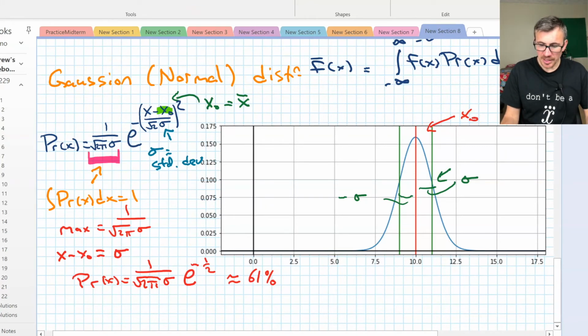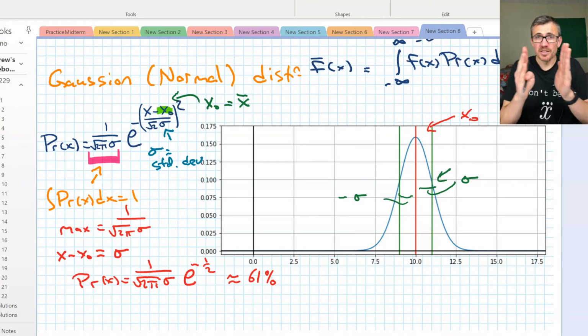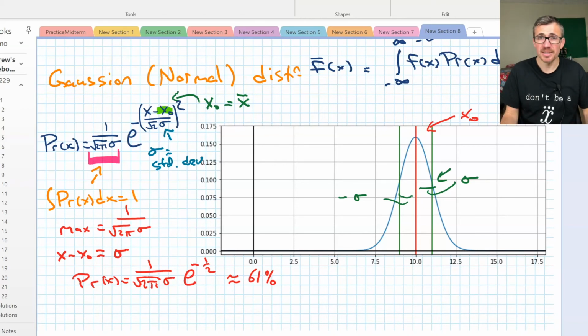Okay, so let's think about this. The smaller sigma, the smaller our uncertainty, the tighter that distribution is. We have a more sharply defined distribution, and this makes sense, right? For our measurements, we're not going to have so much variation about the mean. If we have a large sigma, large standard deviation, we'll have a very wide set of fluctuations about our mean.